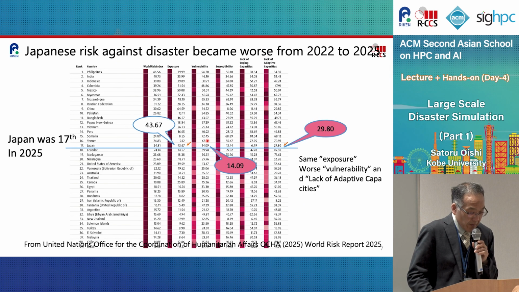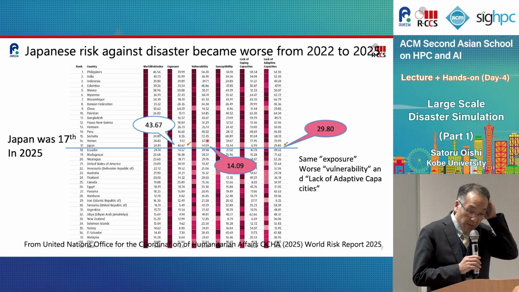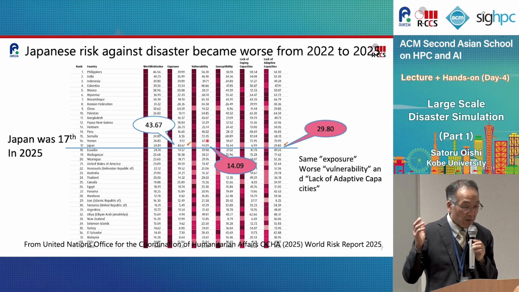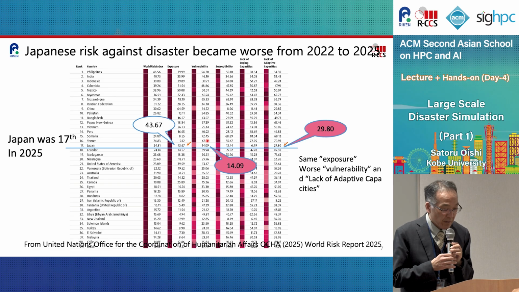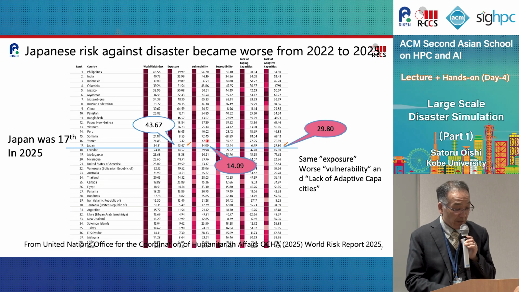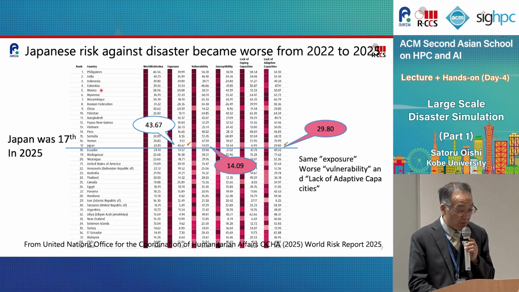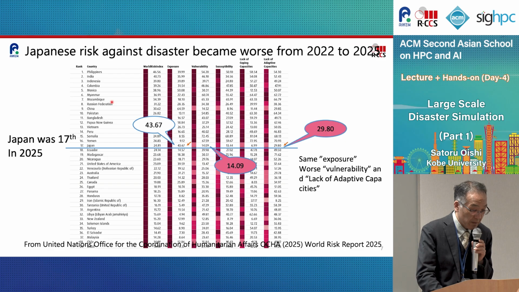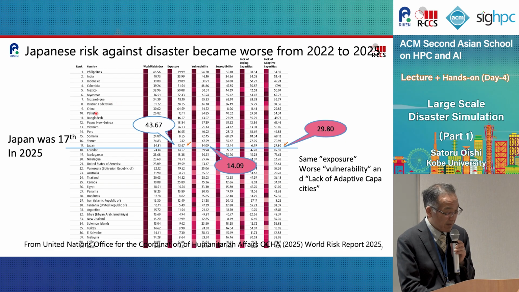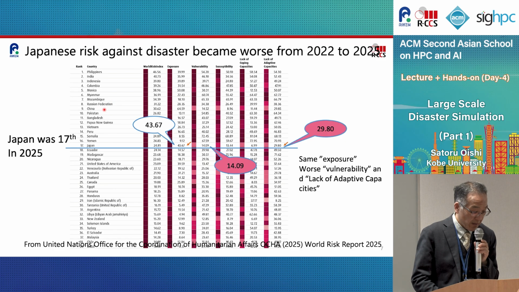But now the score has increased. It means the preparedness for natural disaster has worsened. In Japan, Japan was 17th in 2025. The first 10 is almost the same: Philippines, India, Indonesia, Colombia, Mexico, Myanmar, Mozambique, and Russia, China, Pakistan, something.